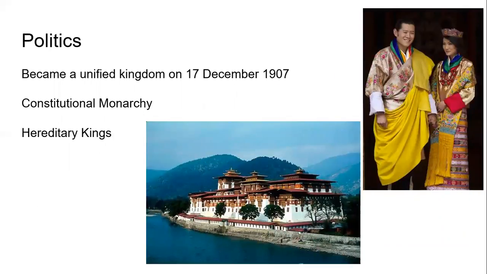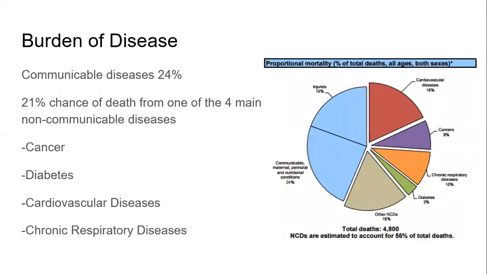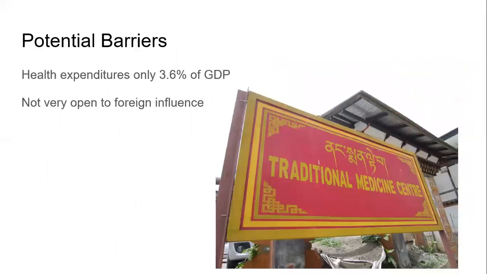Politics. It became a unified kingdom in December of 1907. Form of government is constitutional monarchy, and it is hereditary. Burden of disease. Got communicable diseases, which is 24%, and 21% chance of death come from the 4 main non-communicable diseases, which are cancer, diabetes, cardiovascular disease, and chronic respiratory disease. Some potential barriers that they face are that only 3.6% of the GDP is spent on health expenditures, and also they are not very open to foreign influence and outsiders.